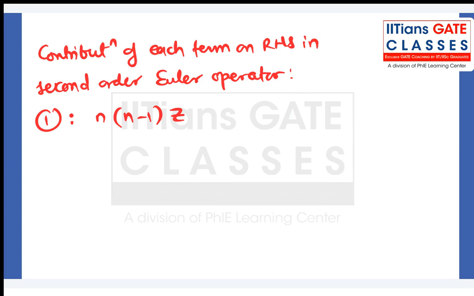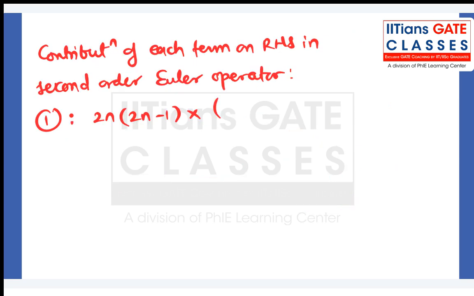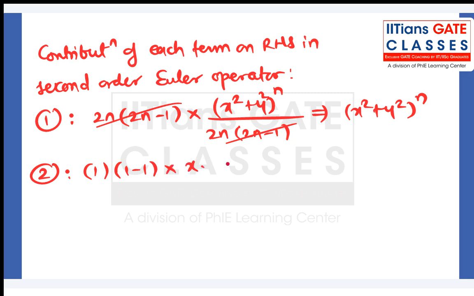Okay, so this is the standard answer, but here the degree is 2n, so this will be 2n into 2n minus 1 into the original function. That will be x square plus y square whole power n into 2n into 2n minus 1. Okay, so this gets cancelled, and you only have x square plus y square. So this is the only contribution from the first function. Okay, second function, what is the degree? The degree is 1, so it will be 1 minus 1 into x into phi of y by x, but since it's 1 minus 1, it is 0.